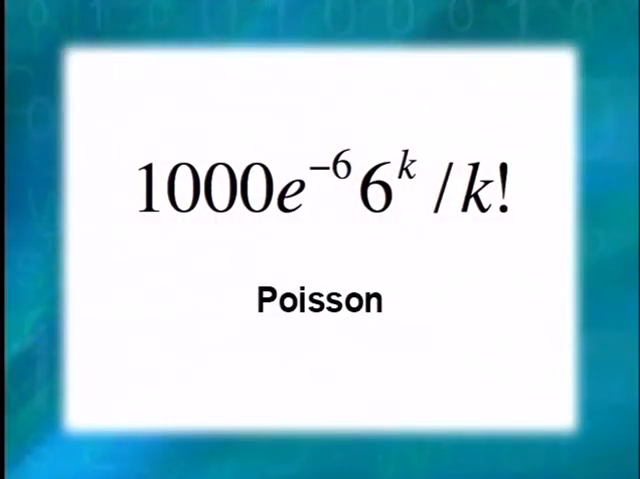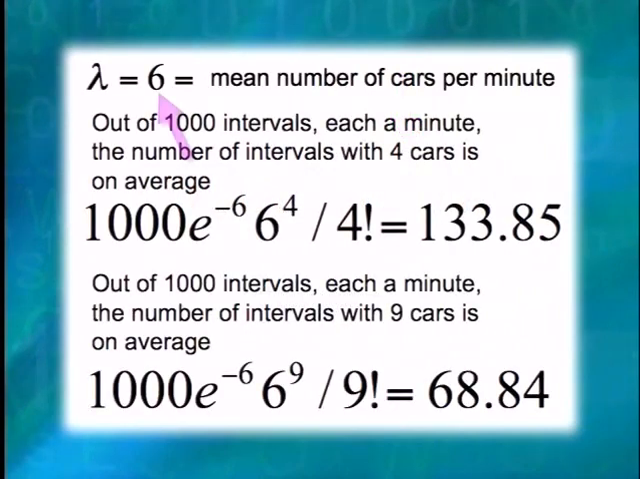So there's a mathematical formula here which I will show you. Here is the formula that you can deduce from abstract terms that predicts how many intervals will have exactly k cars arriving. So let me give you specific examples so you can see. So 6 is the number of cars per minute, the mean number of cars that arrive per minute.